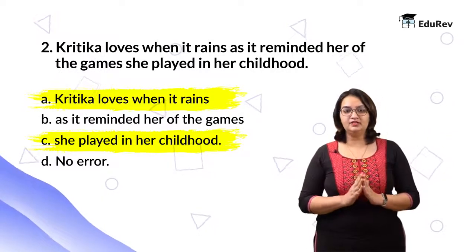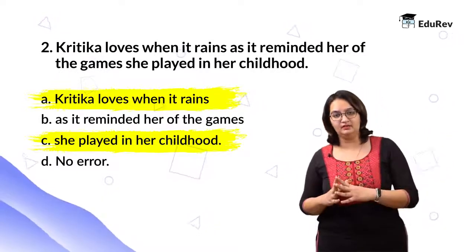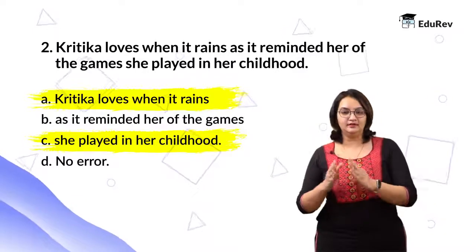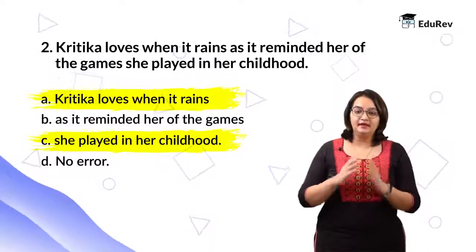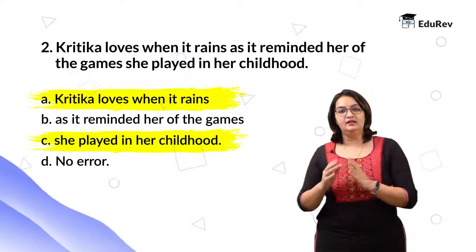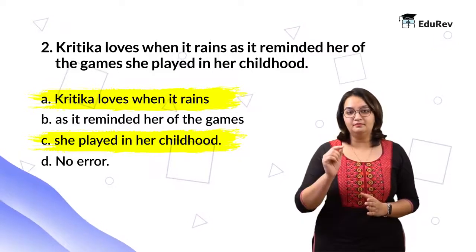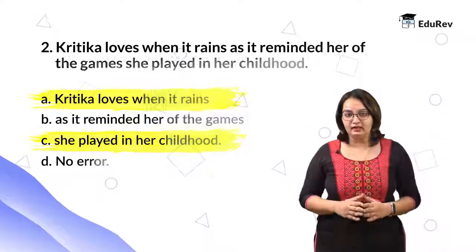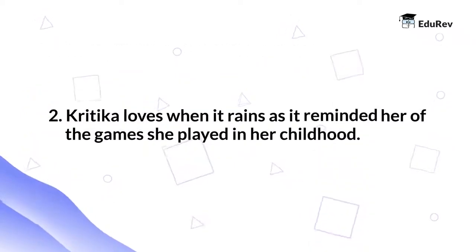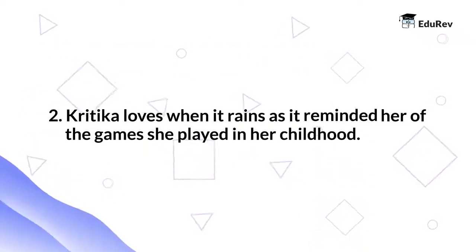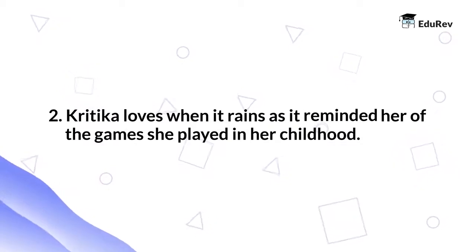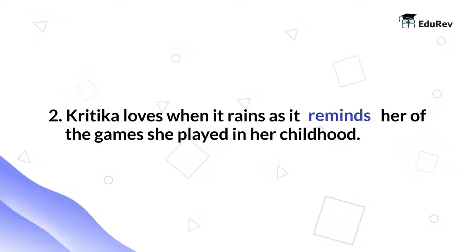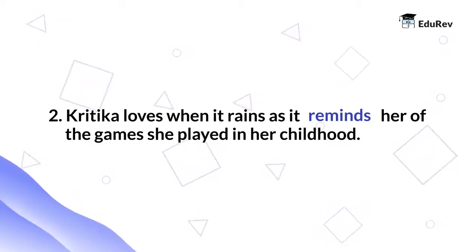If we see the relationship between the first part and the second part of the statement, Kritika loves when it rains, as it reminded her of the games, it sounds a bit odd. It should be reminds her of the games, because the remembering is happening now. So the correct answer is Kritika loves when it rains, as it reminds her of the games she played in her childhood. Let's go to the next statement now.